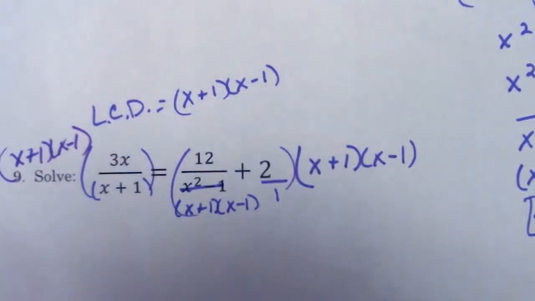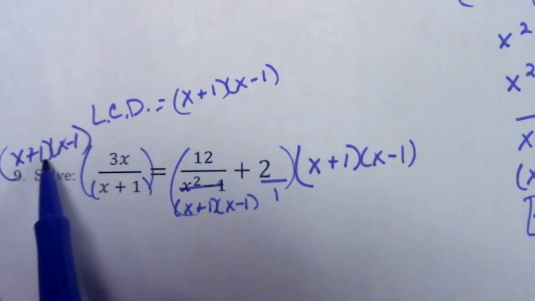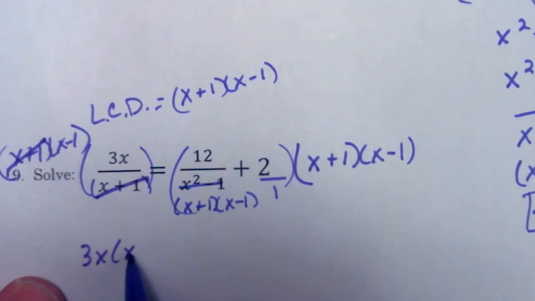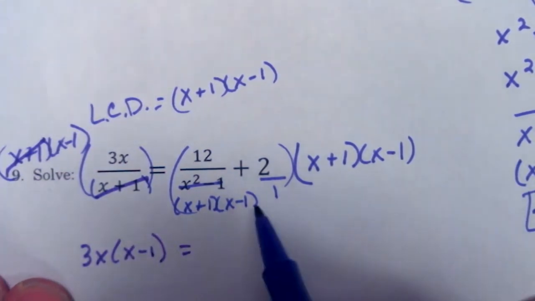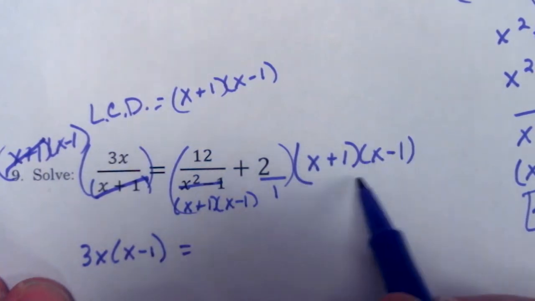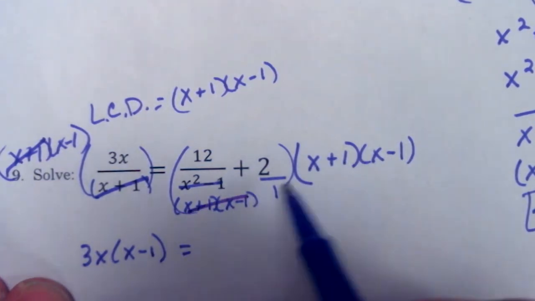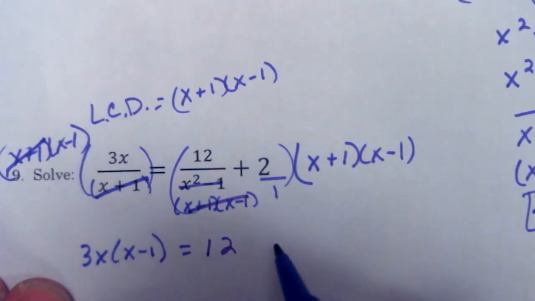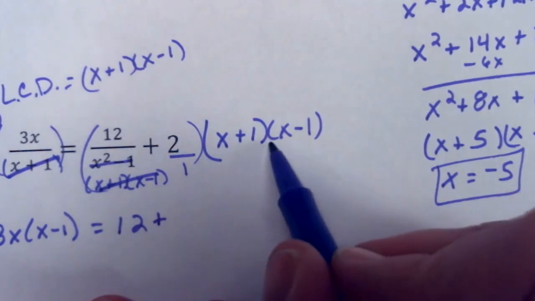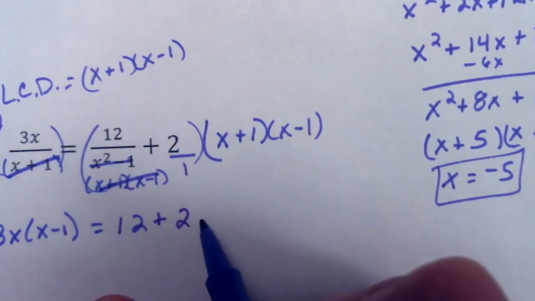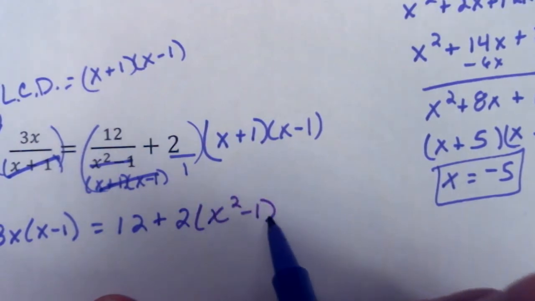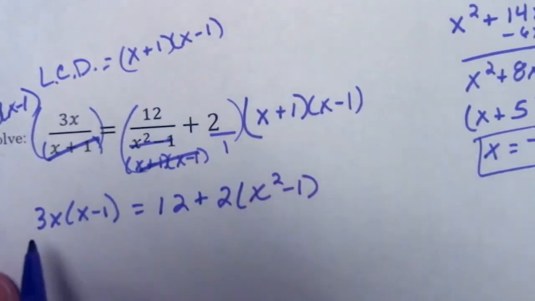All right, when we do that, over here, x plus 1 times x minus 1, the x plus 1 cancels with the denominator, and we have 3x times x minus 1. Over here, 12 over x plus 1 times x minus 1, when we multiply through by these two, they will cancel with those, and all we have is just 12. And then plus 2 times x plus 1 times x minus 1. That's going to end up being 2 times, well, x plus 1 times x minus 1 is x squared minus 1. All right, I'm going to factor this really quickly.